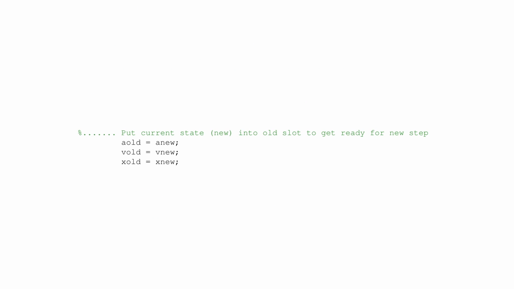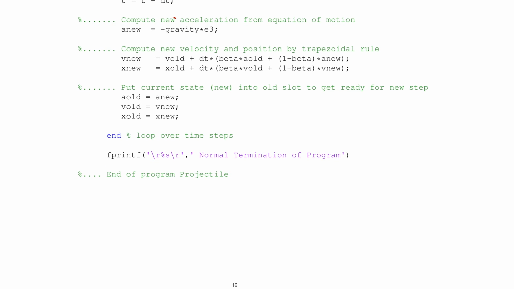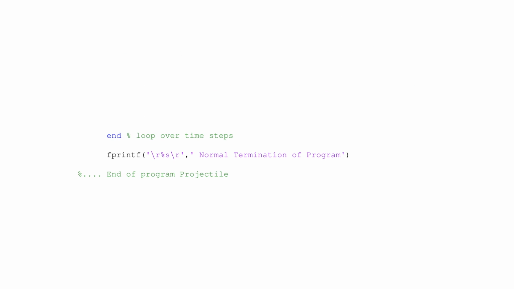Finally, we update our a old, v old, and x old with the new values we just calculated in preparation for the next time step. And then we're going to repeat that over and over and over, and that's the end of our for loop.